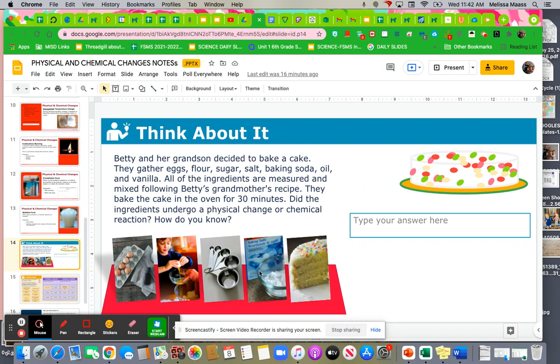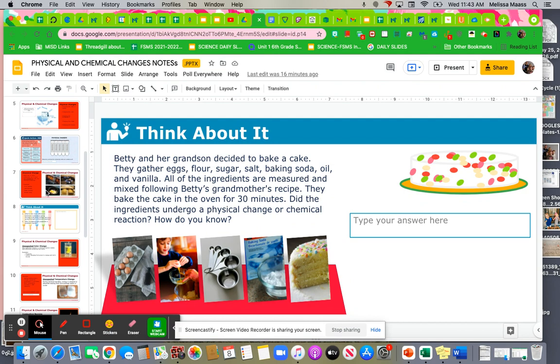okay? You're putting all those ingredients together and you're creating a brand new substance with new properties. It doesn't look like those eggs anymore. It doesn't look like any of that with the flour and whatever else ingredients, the sugar, salt, flour, baking soda, oil. It's all mixed together and it creates this pretty cake with brand new properties.